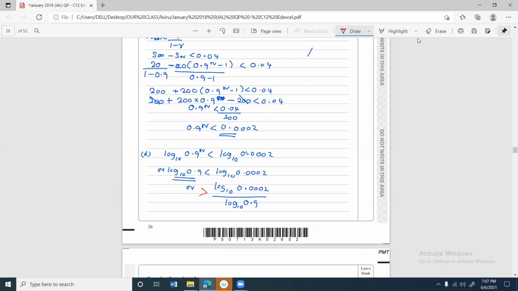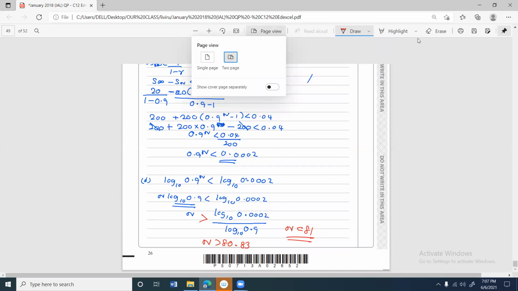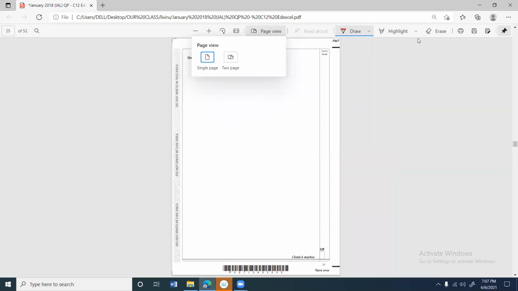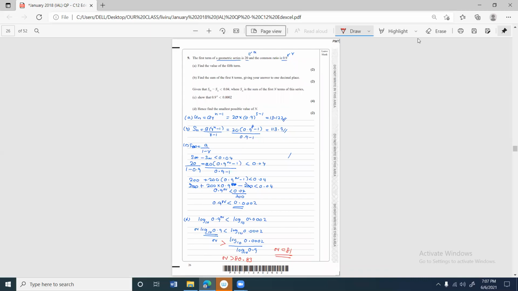Log of 0.0002 divided by log of 0.9 is 80.83. So you can say n is greater than 80.83. Therefore, n is equal to 81. That is the way of getting this answer. That's how we need to obtain the answer for this question.